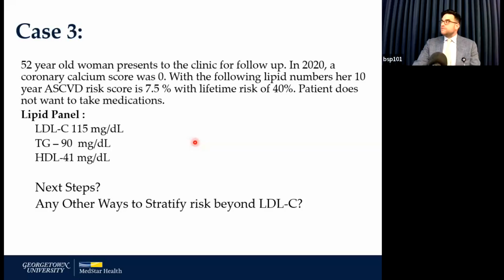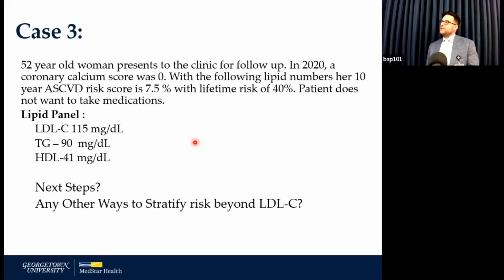Her lipid panel is as follows: LDL cholesterol of 115, not ideal; triglycerides of 90, HDL of 41. You calculate her ASCVD risk score, and I really just picked a random number. You can make it 5.5, 4.5, 7.5. It's mild. Her lifetime risk is elevated. She's not keen on starting medications. So the question is, are there any other ways, if we're looking at LDL cholesterol alone, to stratify her risk? Meaning, is her LDL cholesterol something to worry about?